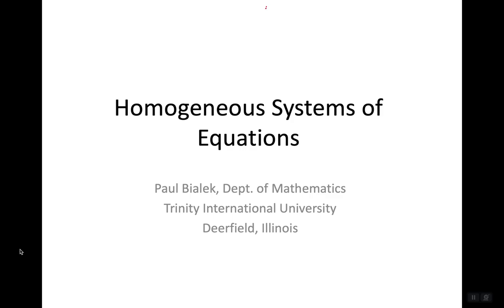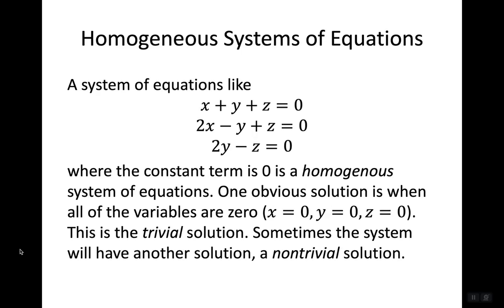Let's talk about homogeneous systems of equations. A system of equations like x plus y plus z equals 0, 2x minus y plus z equals 0, 2y minus z equals 0, where the constant term is 0, is a homogeneous system of equations. One obvious solution is when all the variables are 0: x equals 0, y equals 0, z equals 0. This is the trivial solution.